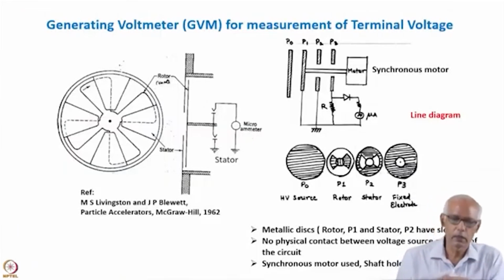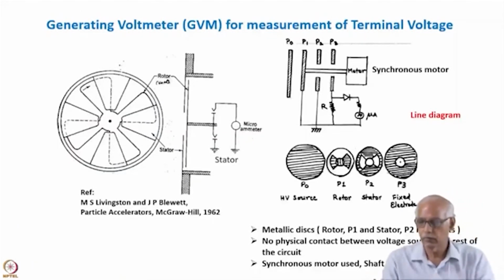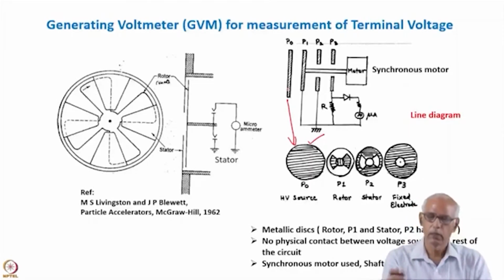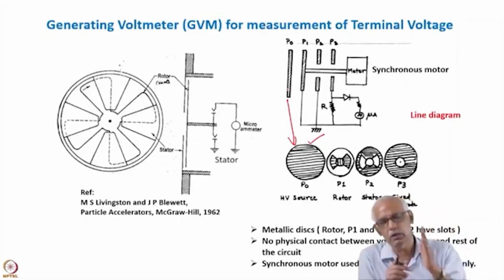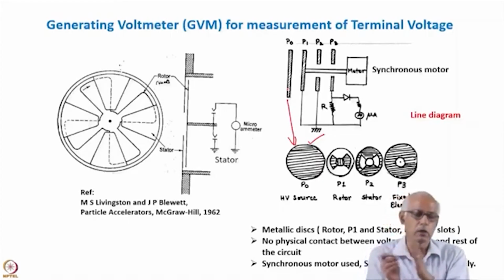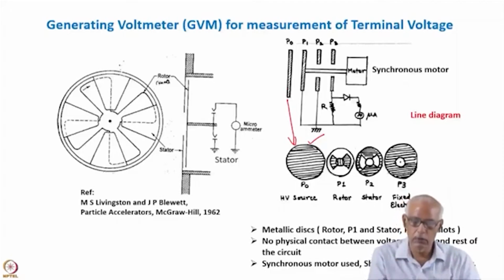You can see here that there are 4 electrodes shown. The first one is the source, corresponding to where we want to measure the voltage. This is like the high voltage terminal. Now you see, the high voltage terminal is not touching any of them. So the GVM is a system where none of the components are touching the high voltage. This is an electrode, a vane, equivalent to the high voltage source.